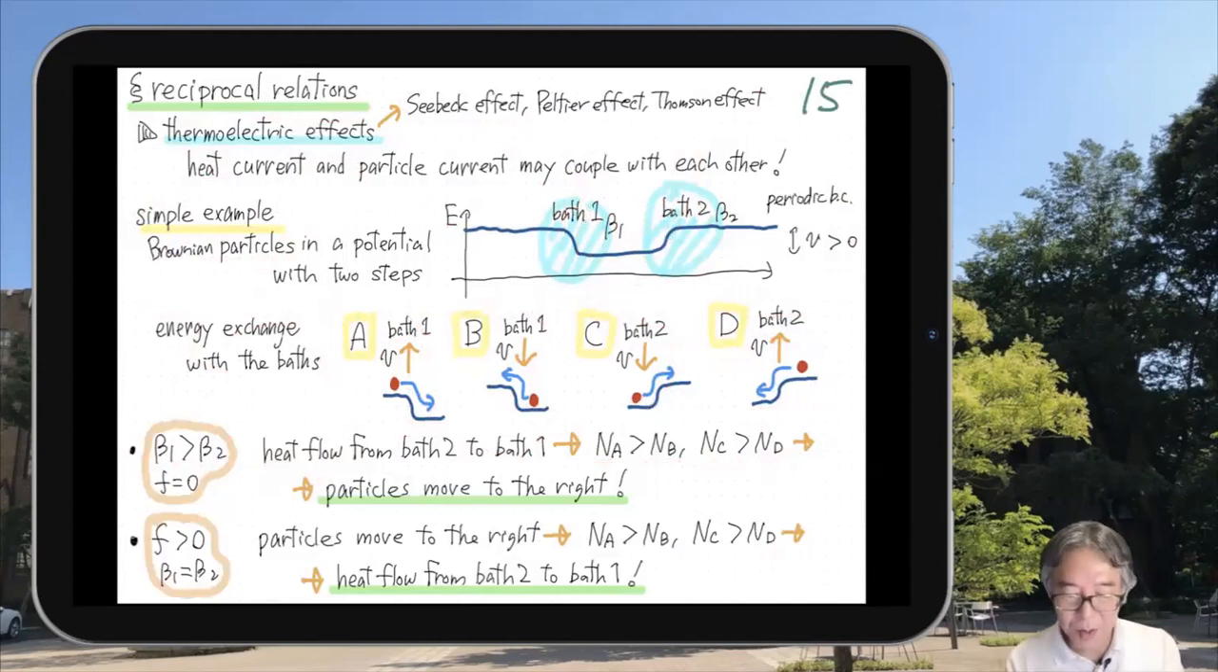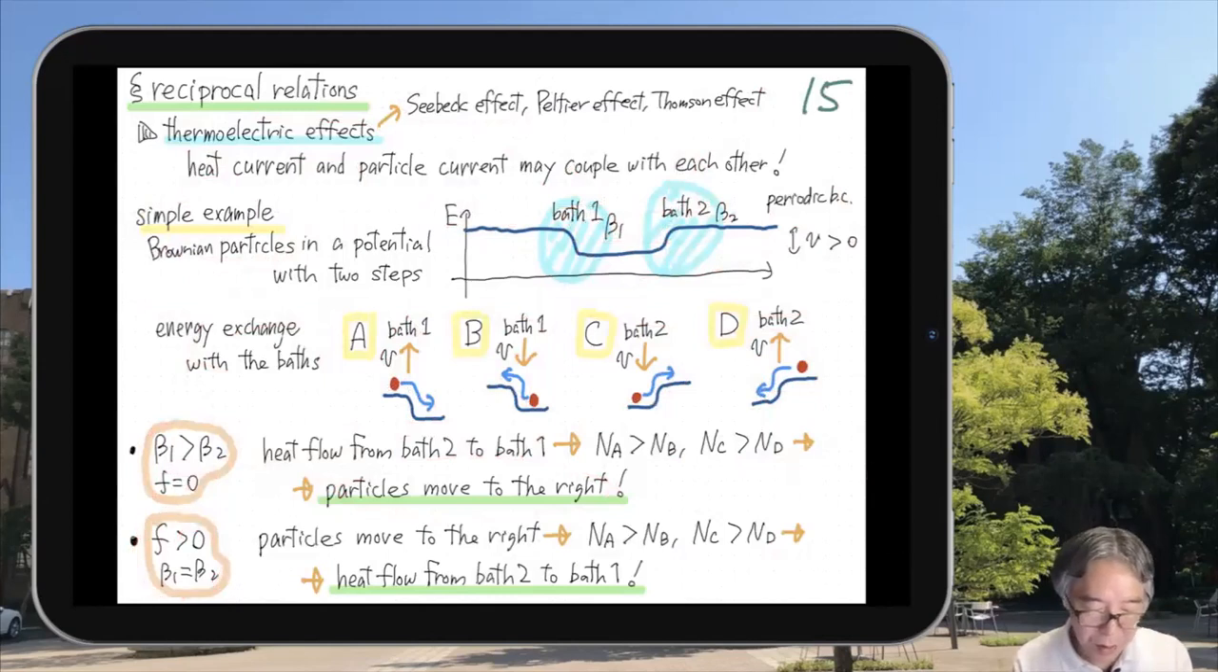But what does this mean? Well, you have more of this than this. This means that particles go down, go in this direction, and you have more of this than this. This means that particles go more often like this. So you see that since we have periodic boundary condition, we get particle flow from the left to the right. So in this case, we didn't apply any force, but this temperature difference induced particle current.